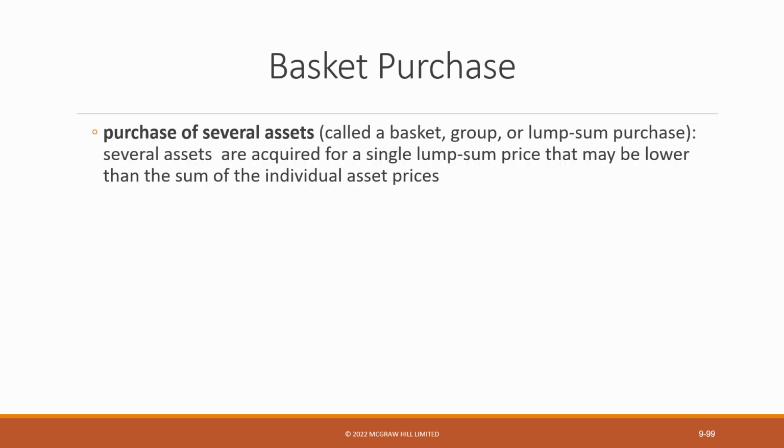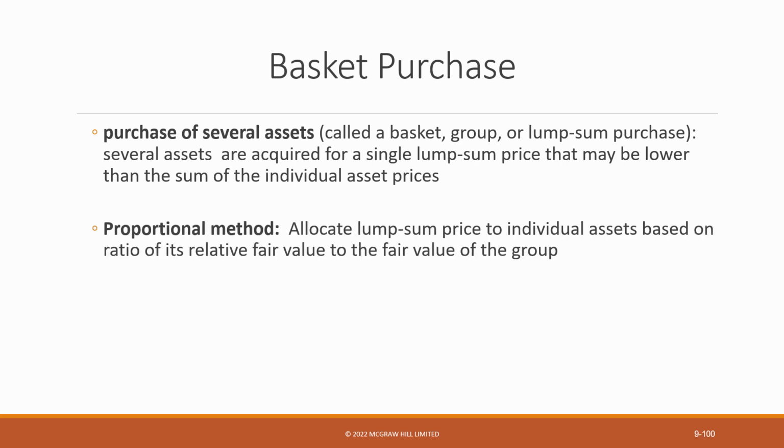When a basket purchase or lump sum purchase occurs, the most common method to allocate the purchase price between the various assets is called the proportionate method. This is where the purchase price is allocated to each of the individual items based on their relative fair value. Note that if any portion of the lump sum purchase can be directly attributed to a particular asset in the basket, then that item is assigned the full value first. The remainder of the purchase price will be allocated to the other items in the group.